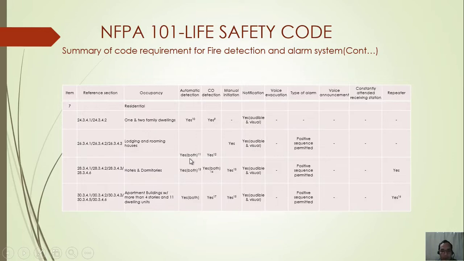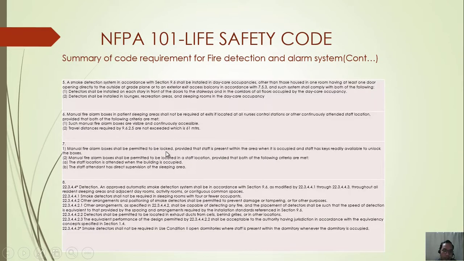And now for note 11 for lodging and rooming houses. Automatic detection, both for sprinkler and for detection, is required. What is the note for note 11? What is there for lodging and rooming houses?